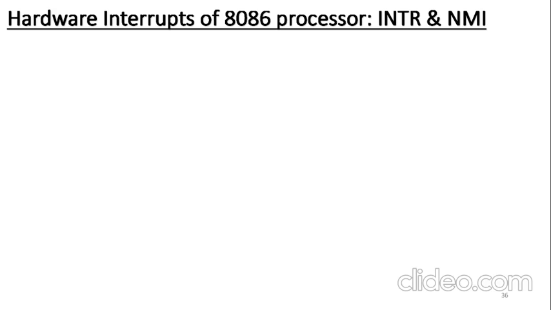Then after the hardware interrupts, the MN/MX bar pin, which is used for the mode selection of the 8086 processor. Then the dual functionality pins, and then finally the DMA concept. The details of the DMA operation will be continued in the next lecture. So let us start with the hardware interrupts of the 8086 processor, INTR and NMI, in a comparative manner.